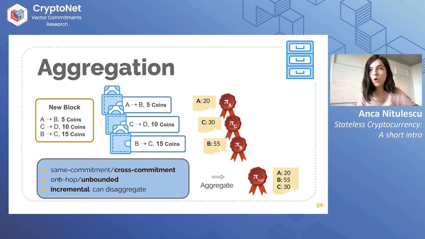They can be one hop, so you aggregate and then you cannot continue aggregating aggregated proofs, or unbounded, where you keep going, or even incremental, as Dario explained. Incremental aggregation allows even to disaggregate the proof and split it into smaller proofs, for example, here a proof for PA and PC and a different proof for PB, and continue reorganizing and reaggregating these proofs.